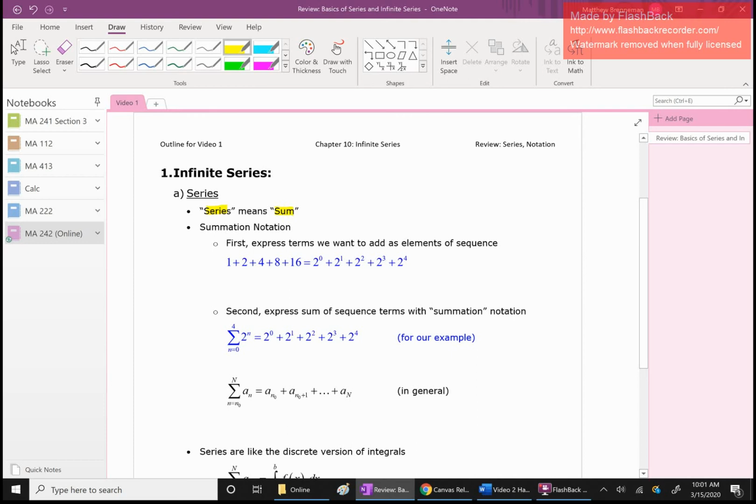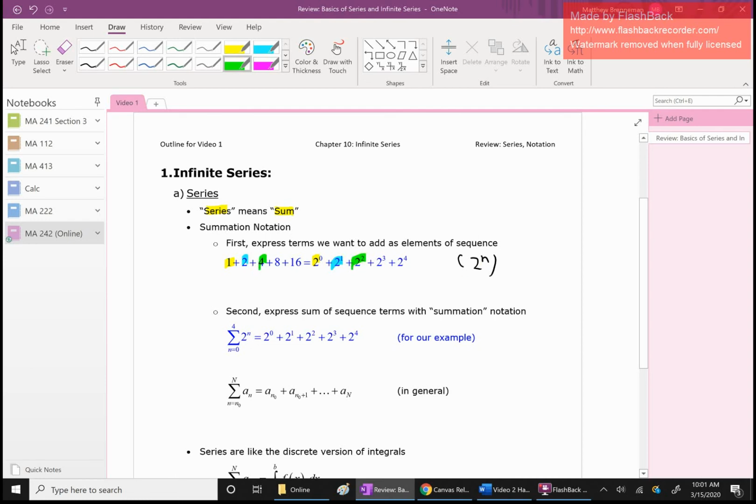And the way that we write sums in mathematics is to use a kind of compact notation that we call summation notation. And the key to being able to do this is to take the things that we want to add up and express them as elements of a sequence. So if I wanted to add 1 plus 2 plus 4 plus 8 plus 16, I'd realize that I could write these as elements of the sequence 2 to the nth. So obviously 1 being 2 to the 0, 2 being 2 to the first, 4 being 2 squared, and so on and so on.